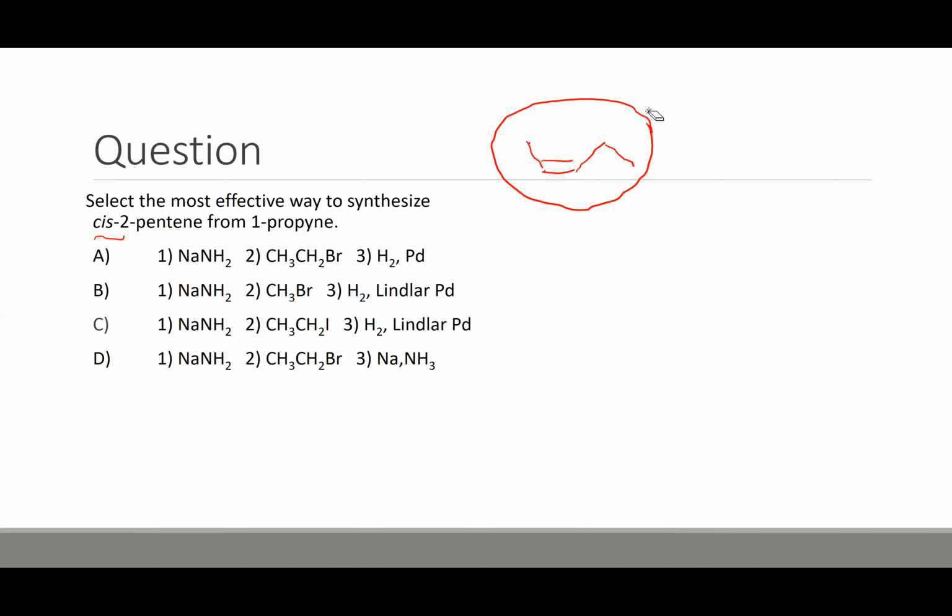And we're starting with a propyne. That's only a 3-membered carbon chain with a triple bond. So here's carbon 1, 2, 3. So we need to go from something with 3 carbons to something with 5 carbons, and we also need to go from a triple bond to a cis double bond.